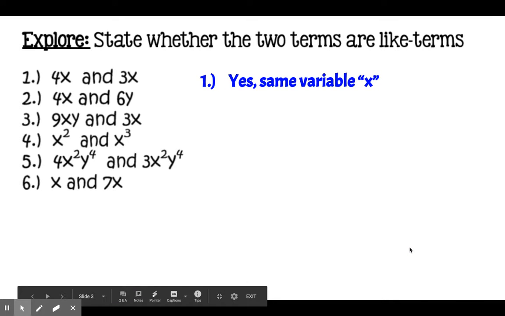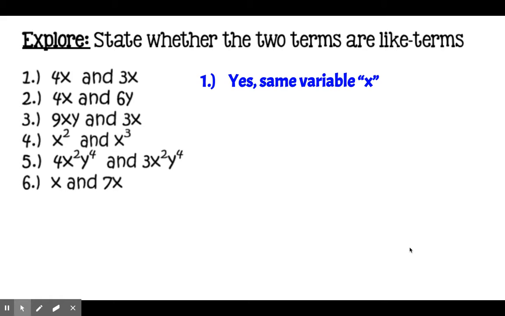Okay, so let's go over how to identify whether or not two terms are like terms. In the first example, I wrote the yes. They are like terms because they have the same variable, okay? 4 has an x and 3 has an x, so we can combine that. So take a look at example 2. I have 4x and 6y. Do you guys think those are like terms? All right, no. You guys can understand that pretty quickly. No, because they have different variables. They have different letters, so we can't combine them.